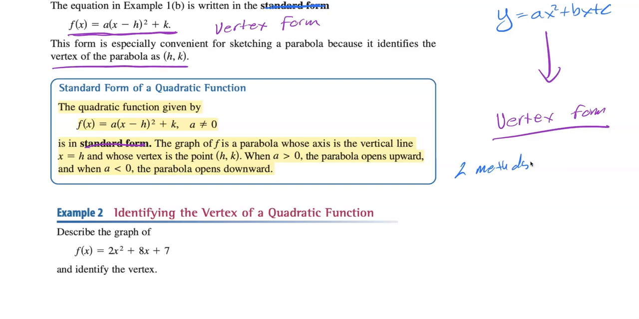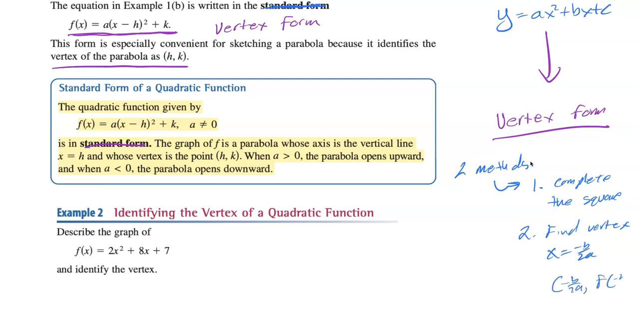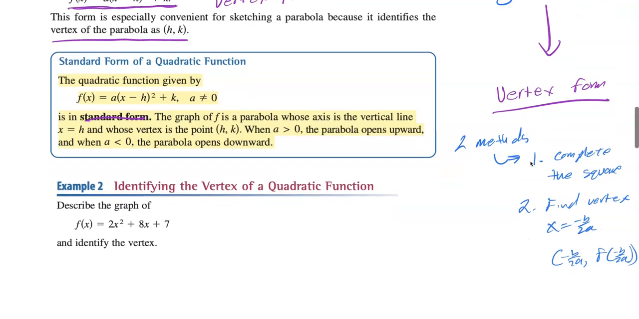The most popular method, the famous one, is complete the square. So we'll review that. And then my method is find the vertex. We're going to use the axis of symmetry. So we'll find the vertex, and then we'll use that to put it in vertex form. That's actually my preferred method most of the time, but we'll show you both ways.